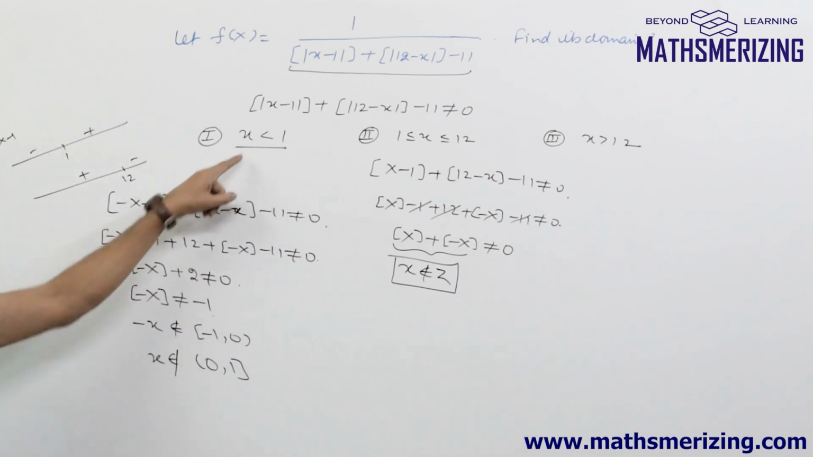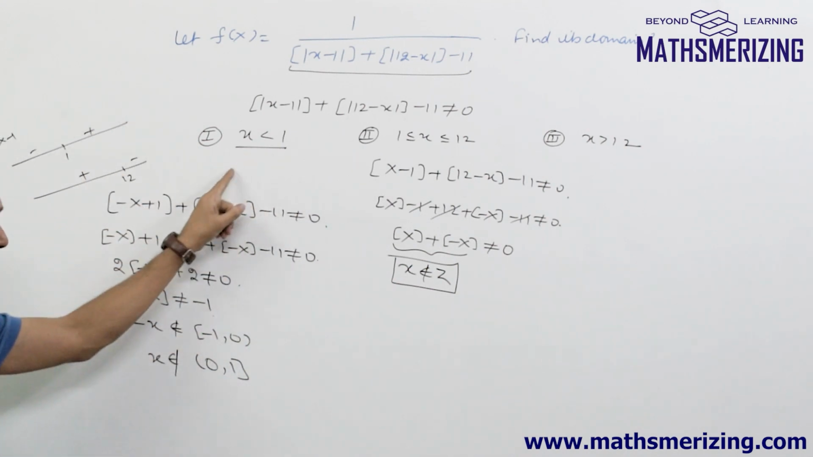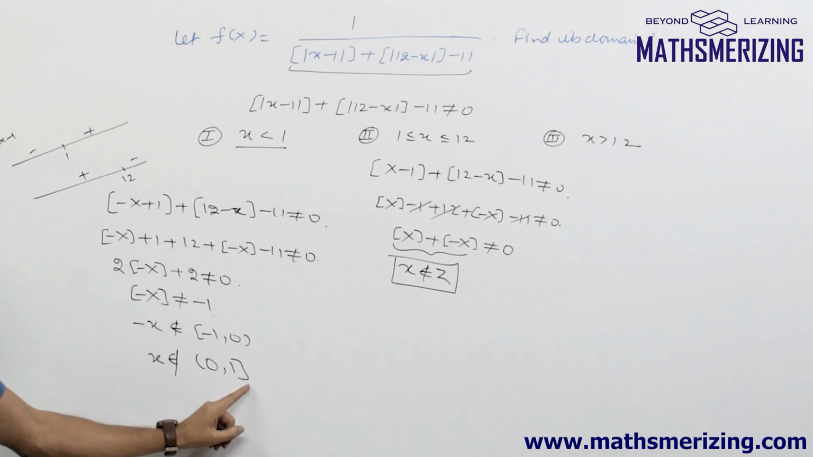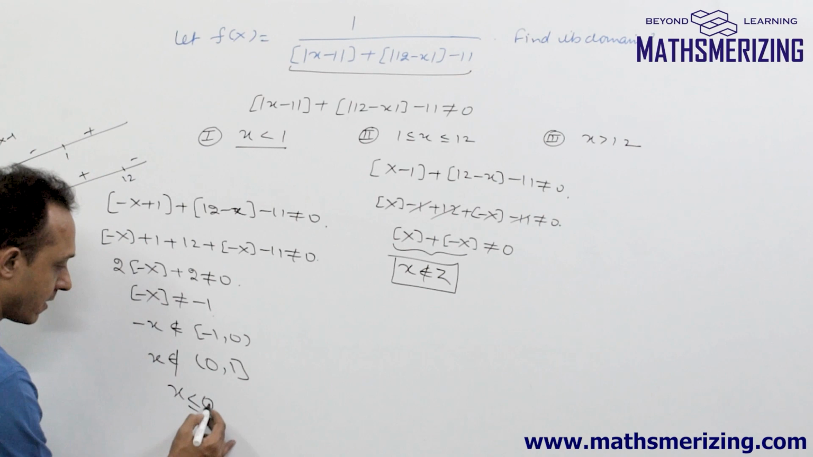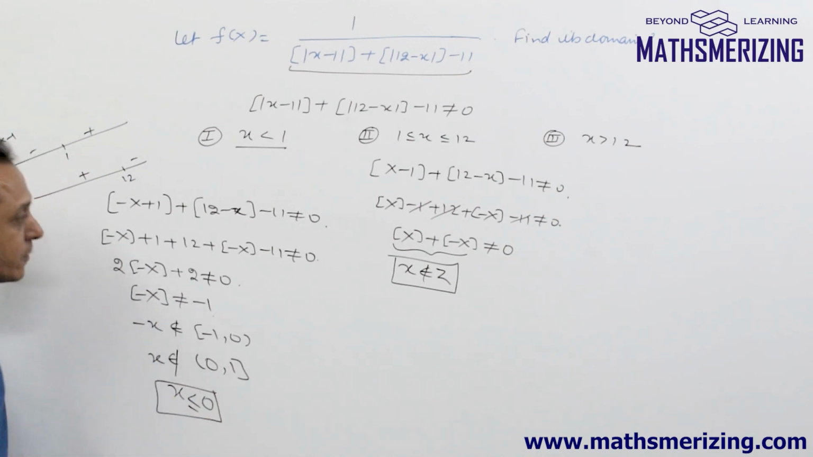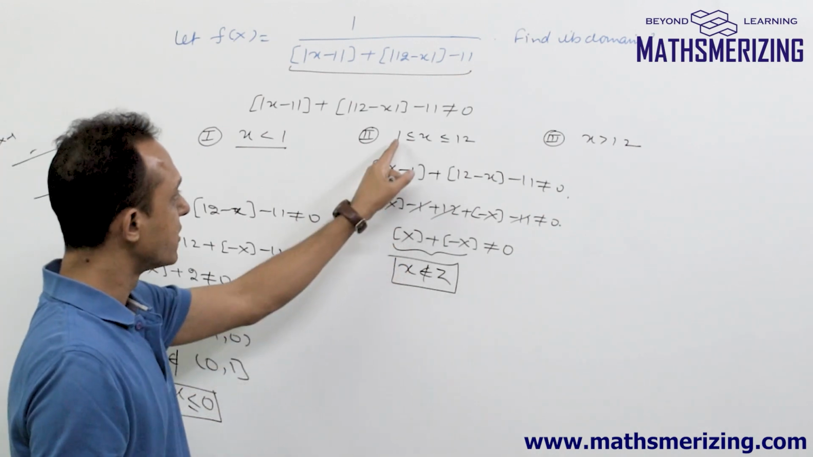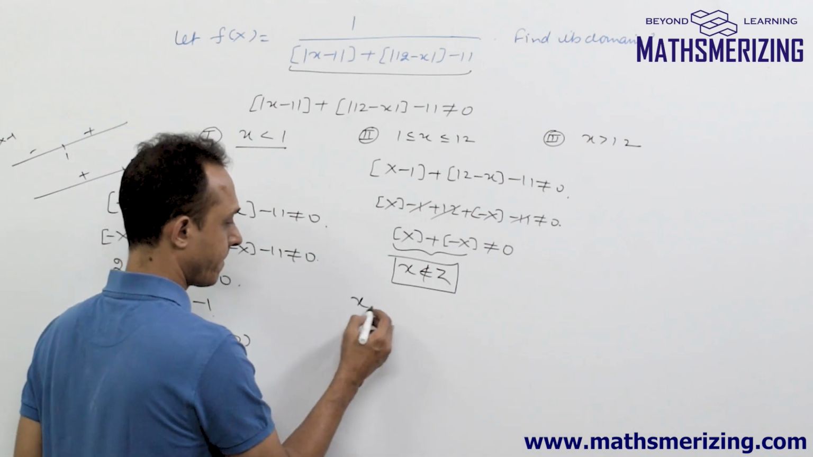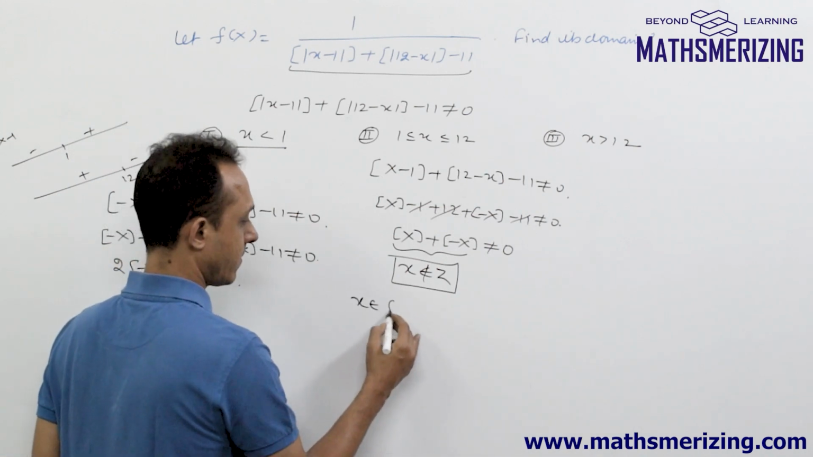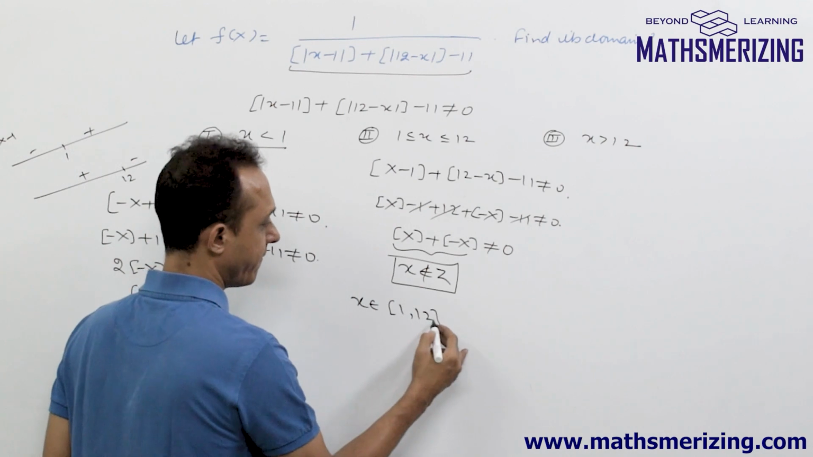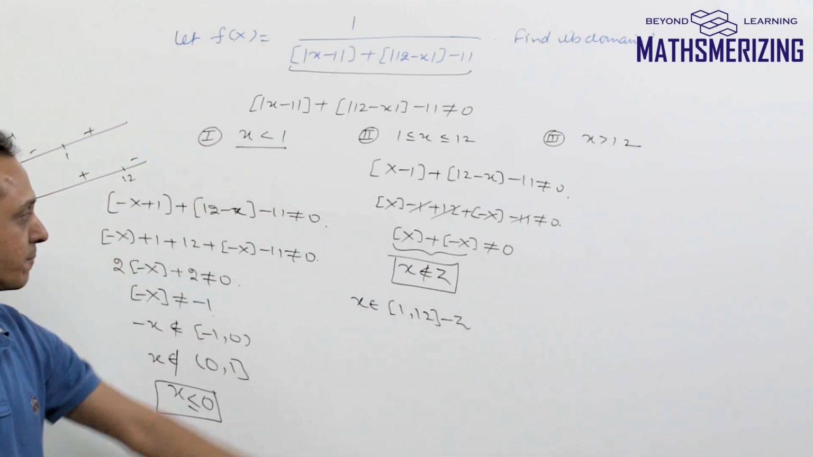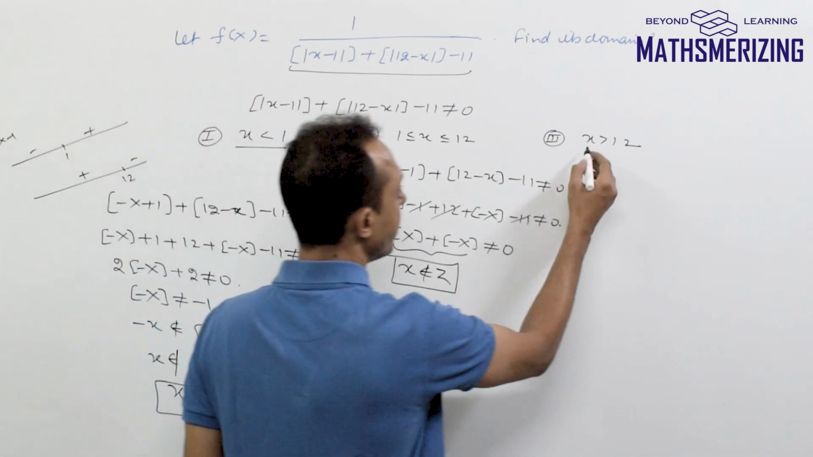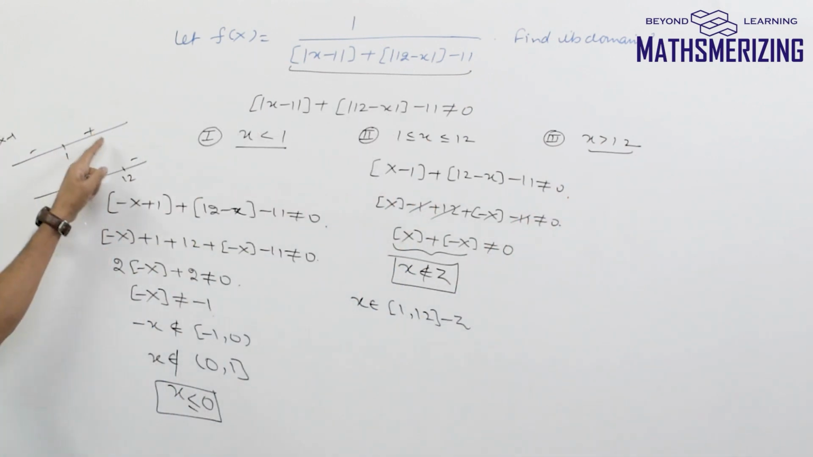So from the first case, I'll get x should be less than 1 but should not lie between 0 and 1. So from here I can say the value of x is simply less than or equal to 0. Here I'll get all the values of x between 1 and 12 except all the integral values, that is 1, 2, 3, 4 up to 12. And for the third case, when x is greater than 12, this is positive and this is negative.